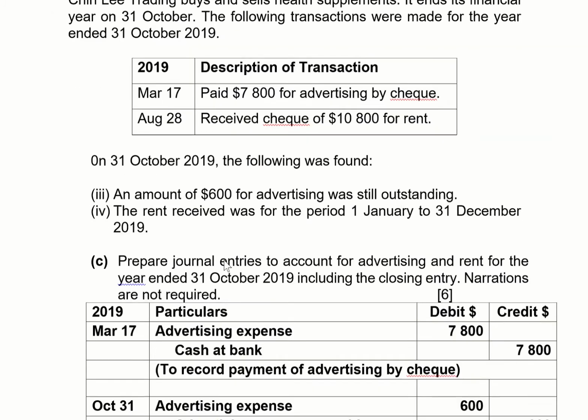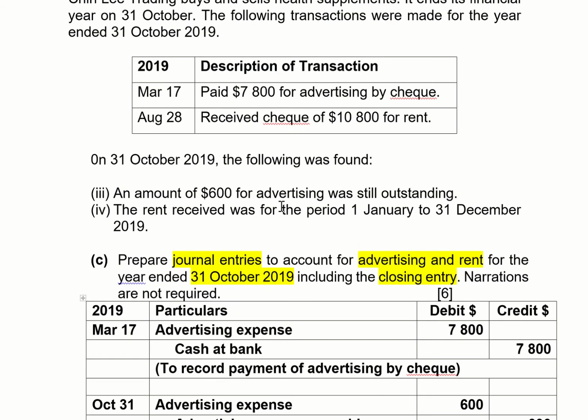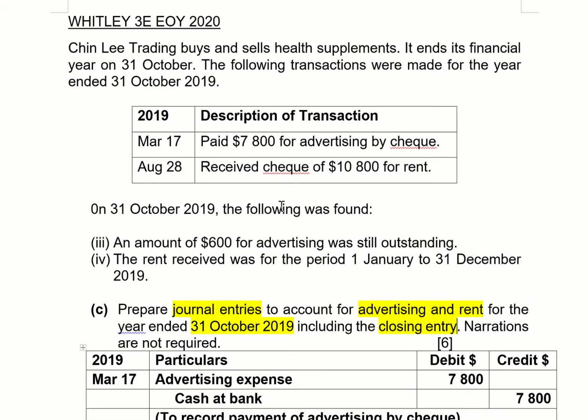In the second question, you were asked to prepare journal entries to account for the advertising and the rent for the year ended 31st of October. Okay, so you do have to take note that this is a year ended 31st October. They also want you to prepare the closing entries. Now, they don't need the narrations, but I thought I'll just write there to help us understand it a little bit better. So let's start with advertising first.